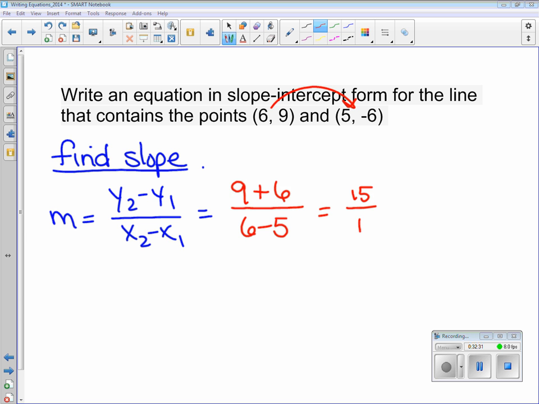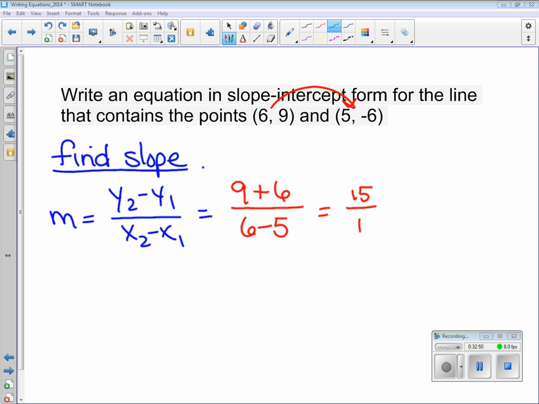I could use either one. Perfect. Okay, it doesn't really matter. But she wants to use 6, 9. And honestly, why might that be the better choice in this case? Because the other point has a what in it? I mean, either one will give you the right answer. You just have to be cautious. That's all. All right? So let's use Asia's point.